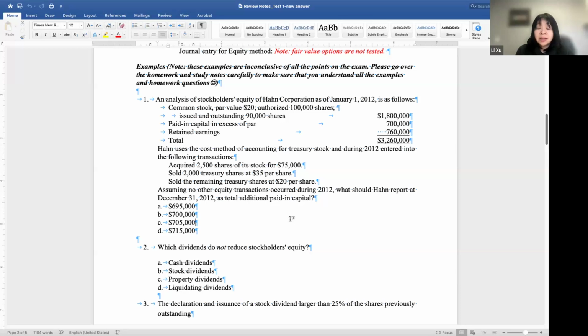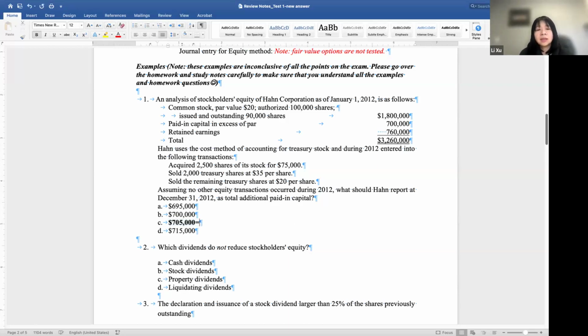This is a question testing on treasury stocks and equity. So the answer for this question is C. Okay, it's a C.